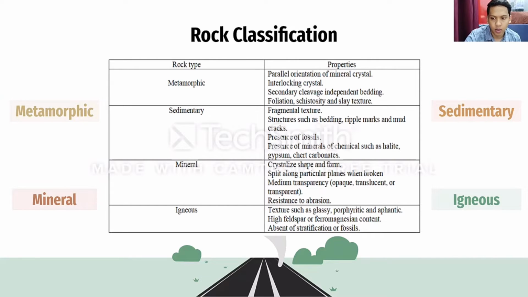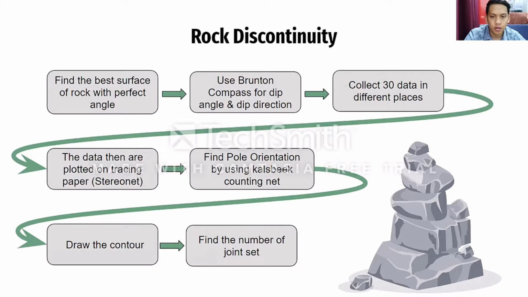So moving to the next one, discontinuity. The first step is we find the best surface of rock with the perfect angle. After that, we use the Brunton compass for dip angle and direction. Using the compass, we collect 30 data in different places.